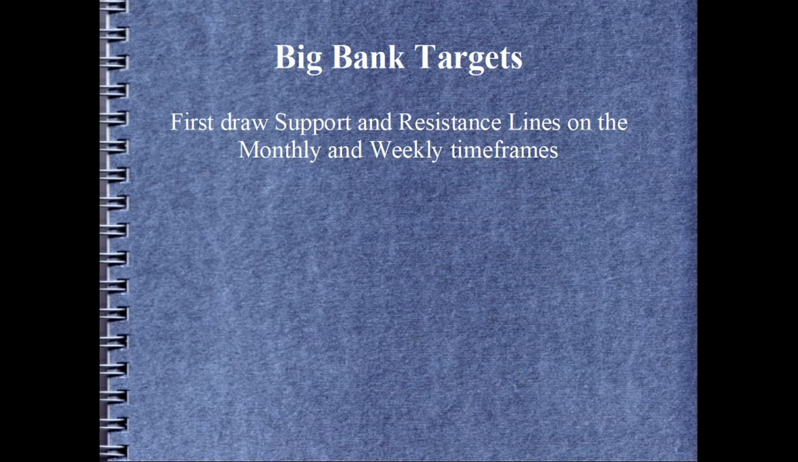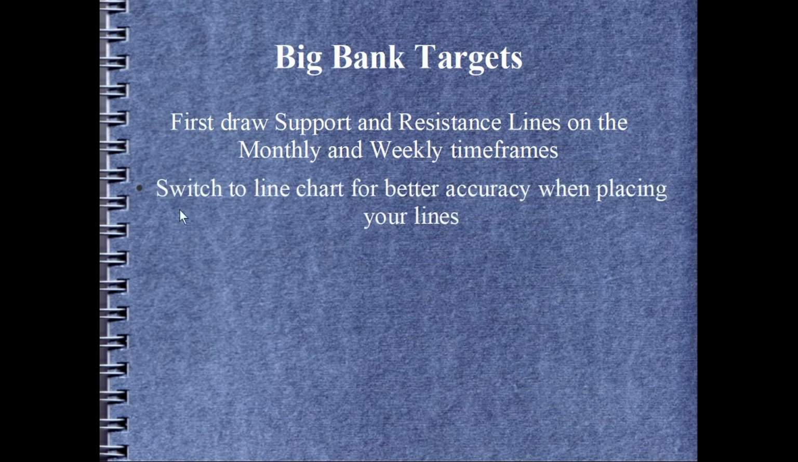Okay, so with that, to make it more accurate, I would want you to switch to the line chart, because normally it's on Japanese candles or the high-low candles, but on the line chart you get a more accurate way to place your support and resistance lines.